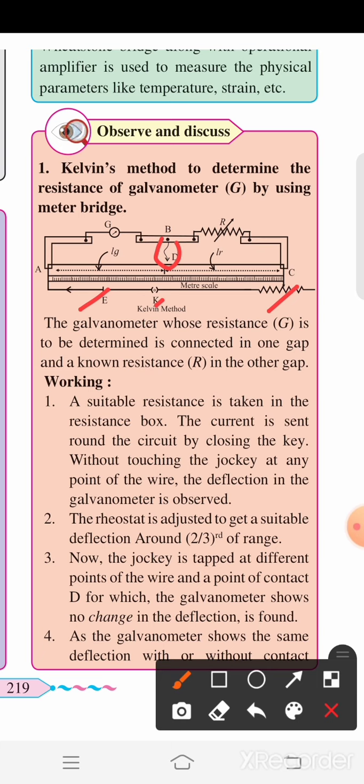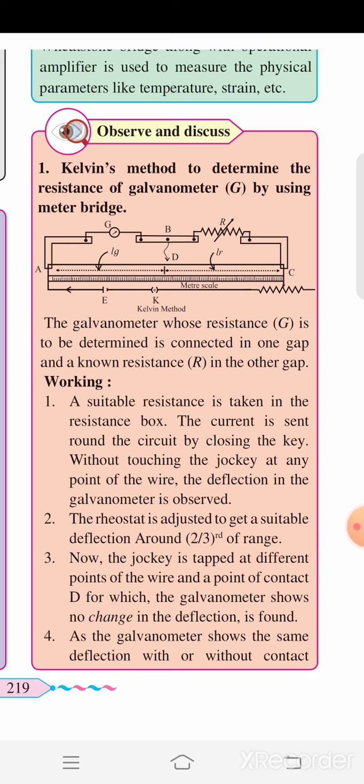The construction of Kelvin's method is the same as that of the meter bridge, but the only difference is that in place of the unknown resistance X, we use the galvanometer, and the jockey is directly connected on the central metal strip, that is metal strip B. That is the only difference between Kelvin's method and the meter bridge.